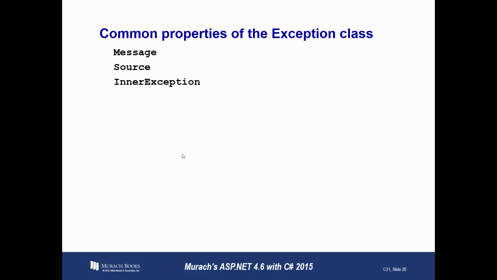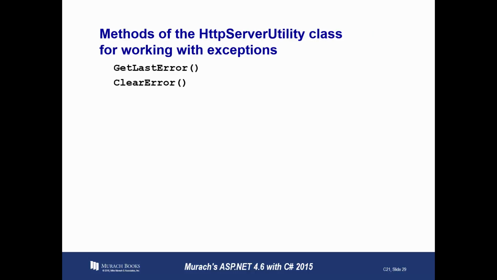So we've got Message, which is a message that describes the error, Source, which is the name of the application or the object that caused the error, and InnerException, which is the exception object that caused the exception at the application level. The methods of the HttpServerUtility class for working with exceptions include GetLastError, which gets the most recent exception, and ClearError, which clears the most recent exception.